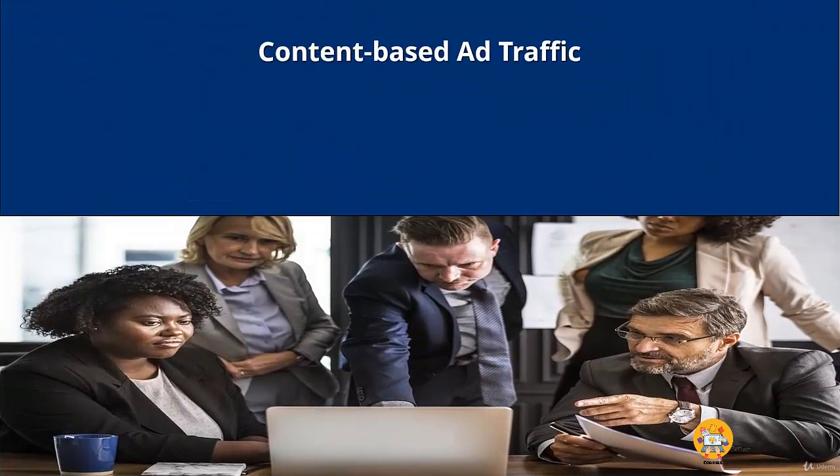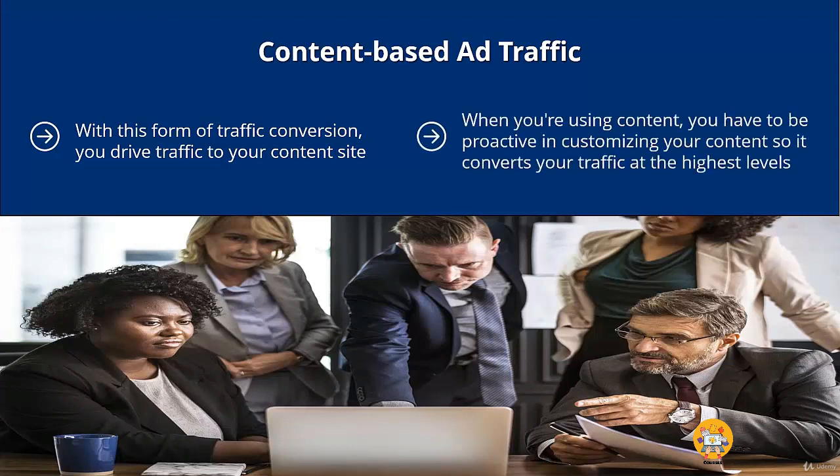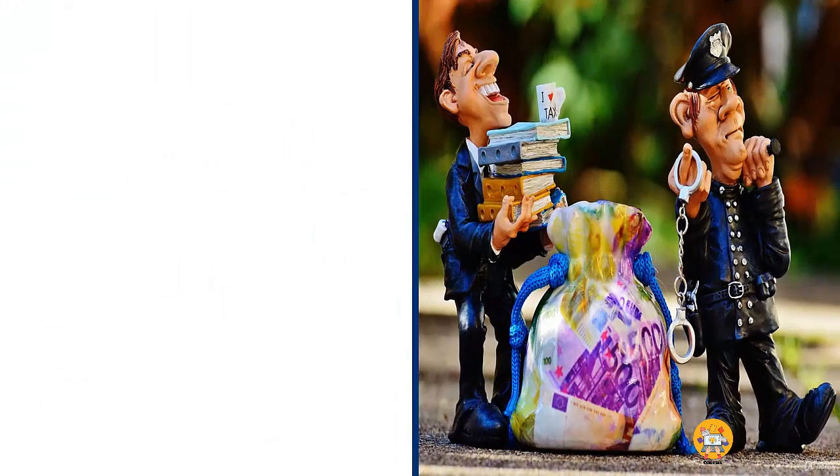Content-based ad traffic. With this form of traffic conversion, you drive traffic to your content site. Once there, they can see ad graphics or they can see text links. When they click, they see the affiliate offer that you are promoting. Pretty straightforward. It doesn't matter whether they click on a picture or a link, they end up at the offer. When you're using content, you have to be proactive in customizing your content so it converts your traffic at the highest levels. Here are just 3 that are great at pulling traffic from the internet and also converting them.